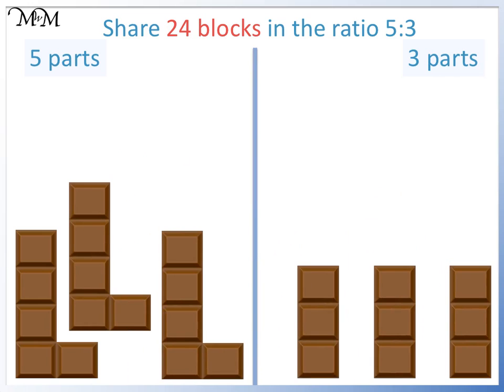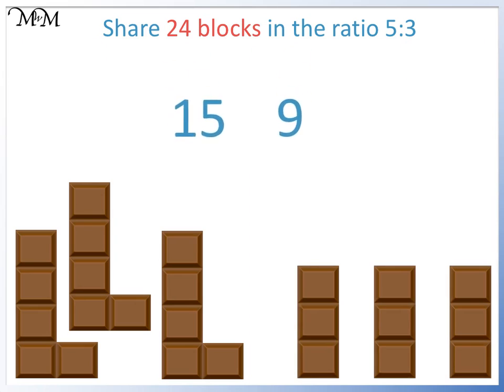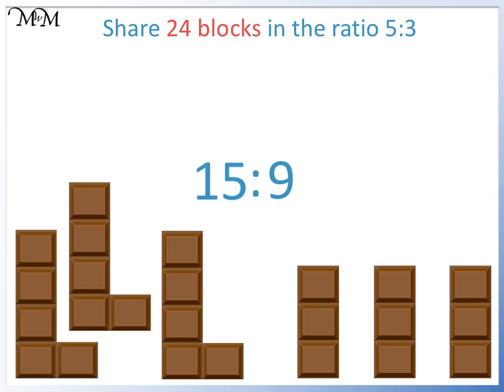On the left, there are 1, 2, 3 lots of 5, which equals 15. On the right, there are 1, 2, 3 lots of 3, which equals 9. We have a ratio of 15 to 9.